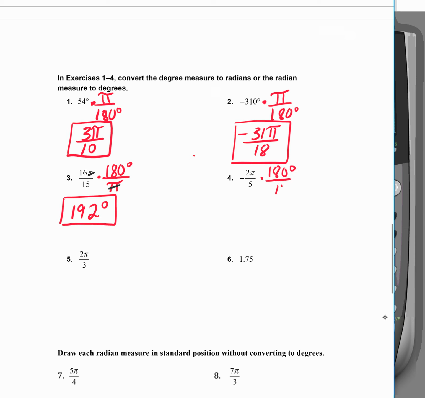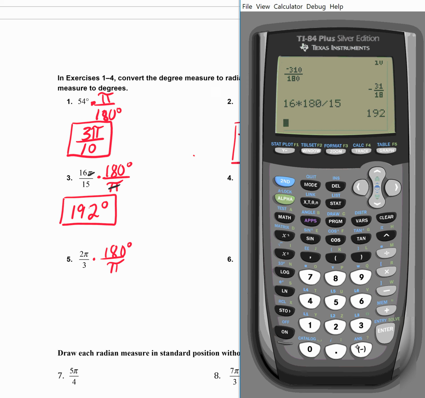And the next two are kind of similar. One of them is one of our special ones from the previous circles. I'll just do both of them at once and then we can write the answers in. So I hit enter by accident first there. So we get negative 72 for that one. And then 2 times 180 divided by 3. Both of these had pi in the answer, so that would have canceled out.